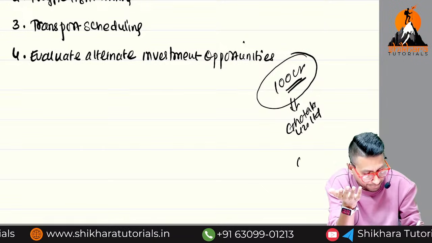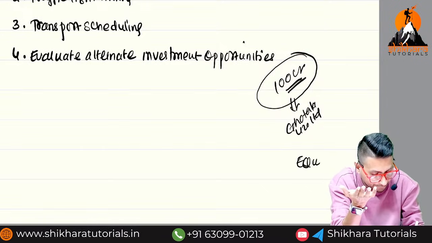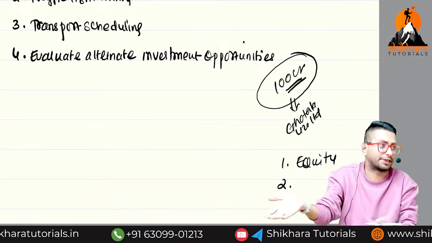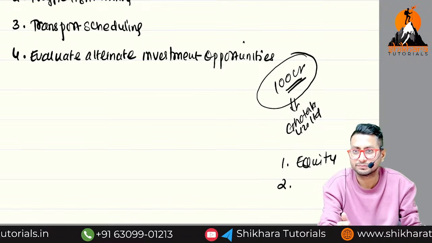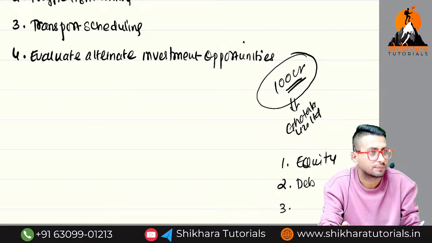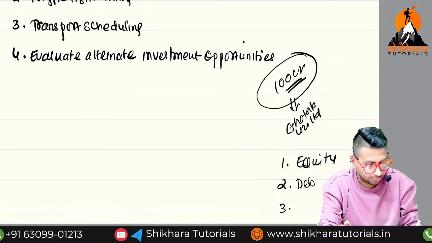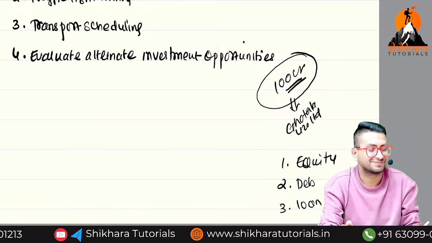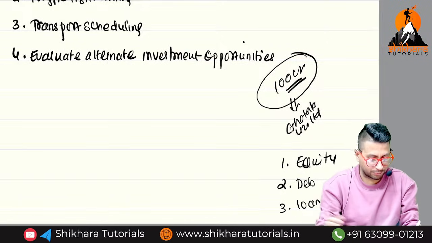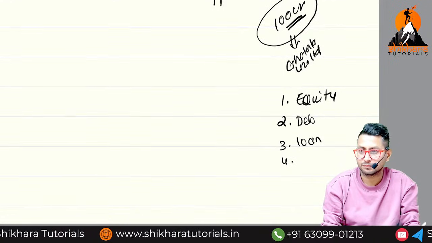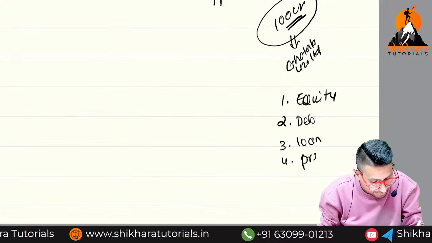Very good, equity. Then the second one, let them also tell. Madam, debentures, very good. Boys, loans, bank robbery. Nice idea. Girls, one more. Very good, very good. Preferentials.